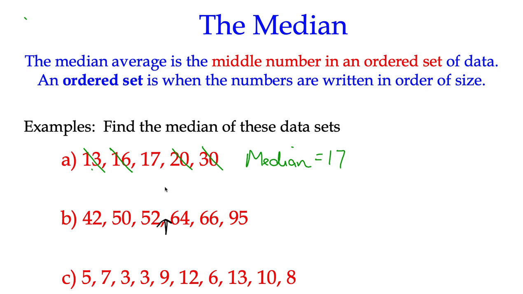But what is in the middle? Well, the median is halfway between the 2 numbers, halfway between 52 and 64. So there's a gap of 12 there. So halfway up 12 is 6. 6 add 52 is 58. So the median would be 58.